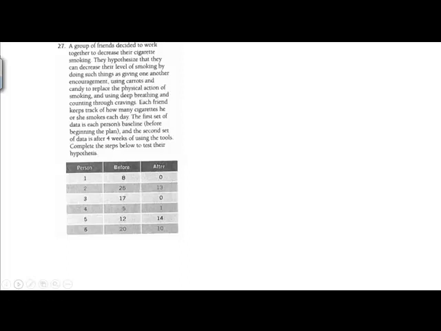Okay. A group of friends decided to work together to decrease their cigarette smoking. They hypothesized that they can decrease their levels of smoking by doing such things as giving one another encouragement, using carrots and candy to replace the physical action of smoking, and using deep breathing and counting through cravings. Each friend keeps track of how many cigarettes he or she smokes each day. First set of data is the person's baseline. This is the pretest. After is the posttest.